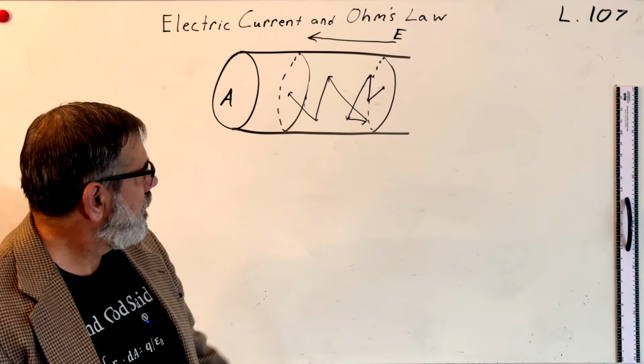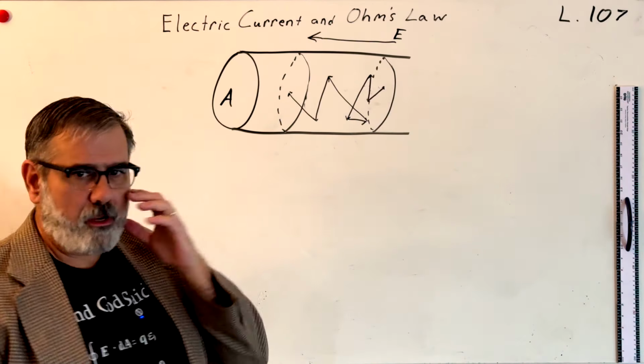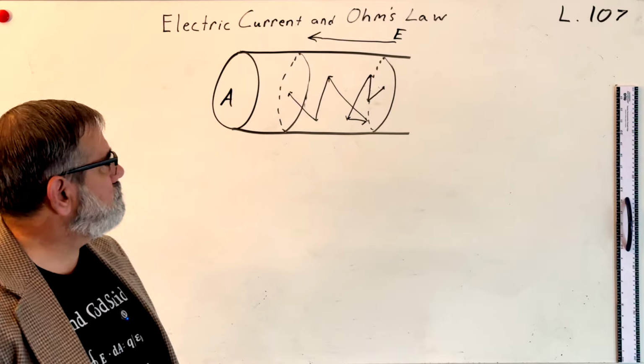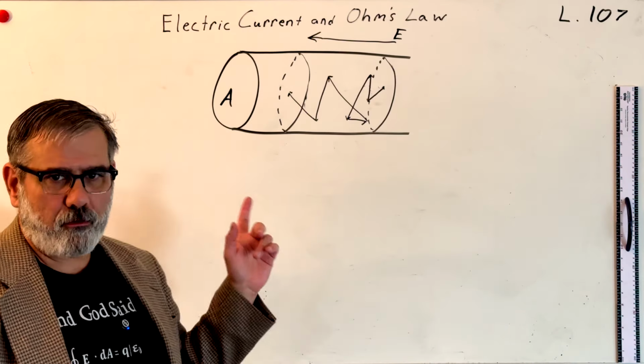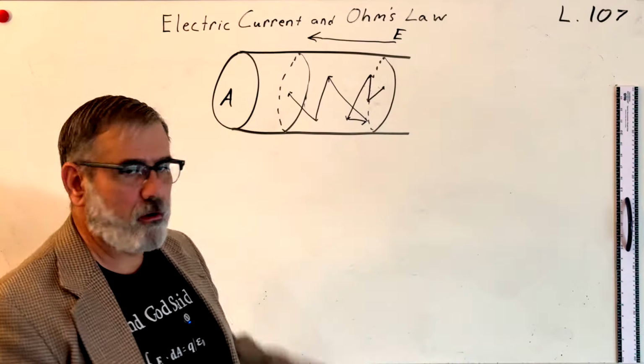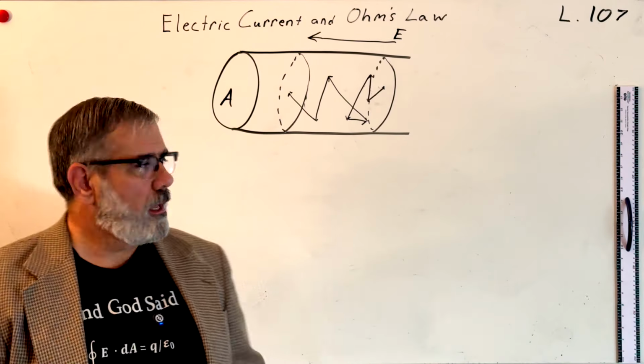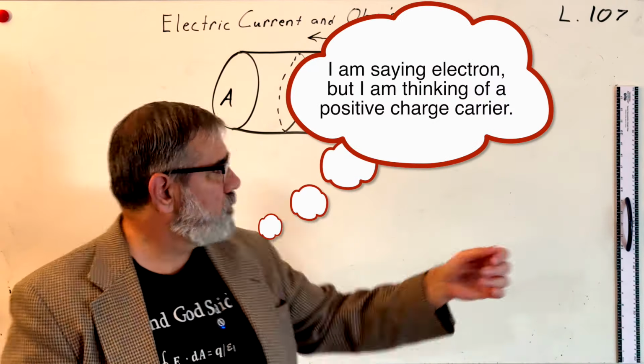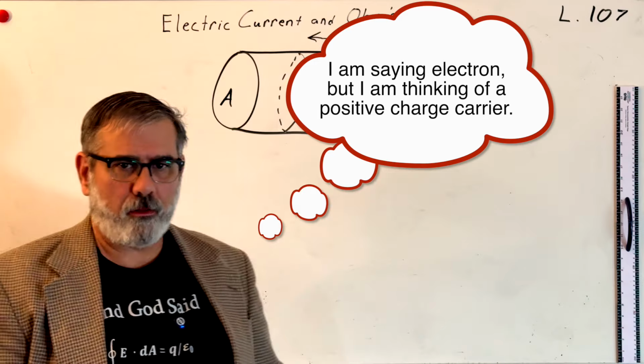So if we apply a potential difference across here, just simply take that potential difference, divide it by the distance, and you get the electric field, the number of volts per meter across the wire. That's going to cause the electrons in the wire to travel in the direction of the electric field.